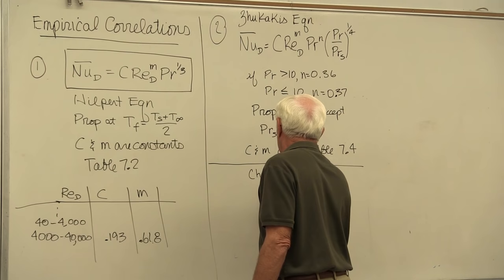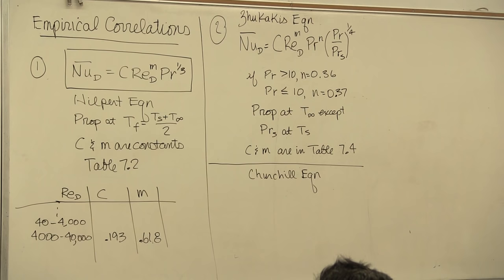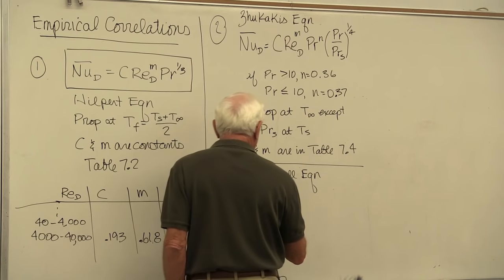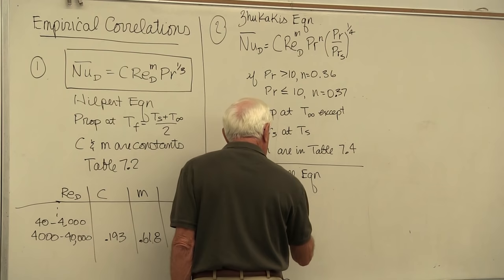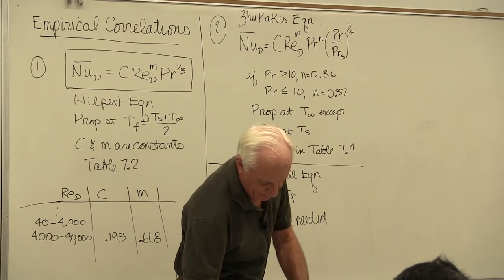Our textbook gives three different equations to find H-bar. Most books give you one, but our textbook, our author is really complete. So he gives you three possibilities. This equation, I'll just put a few things down. Properties at T film, no table needed. Which is the good part of it. You don't need a table.